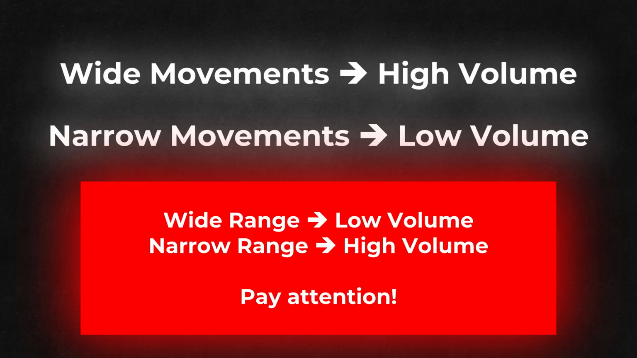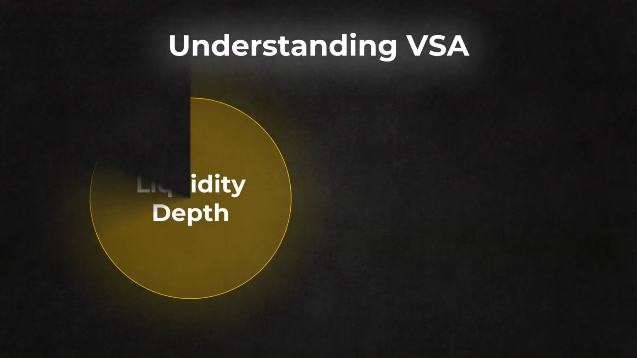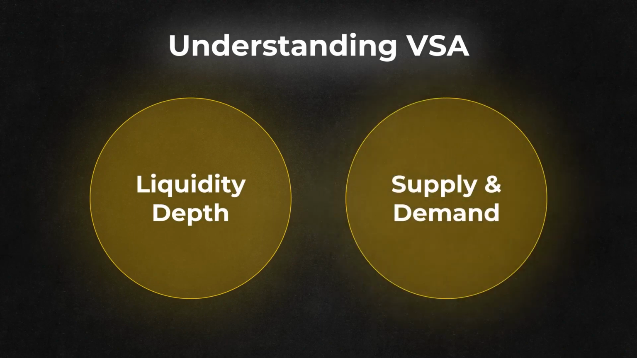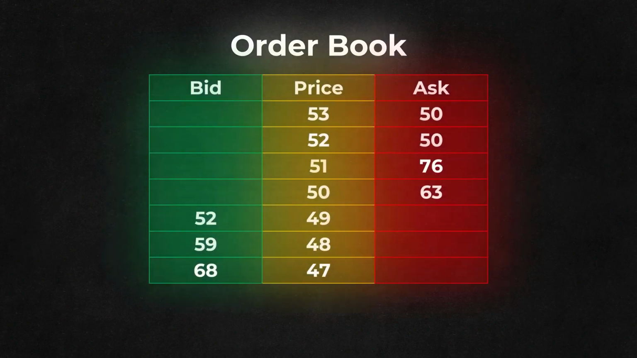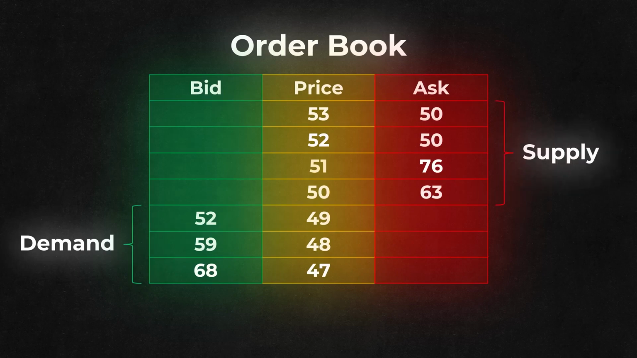The other very important notions we need to truly understand VSA are liquidity depth and supply and demand. In each price level, there is a certain number of buy orders and a certain level of sell orders. It's useful to observe how that works in the order book. The order book has three columns. On the left, we have the bid column, which represents buy orders or demand. In the middle column, we have price. And on the right, we have the ask column, which represents sell orders or supply.